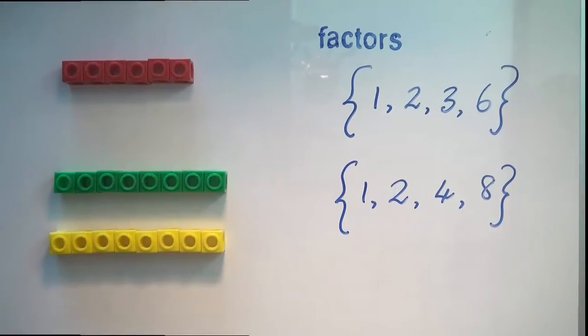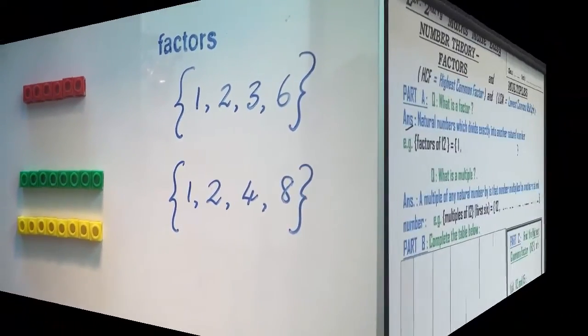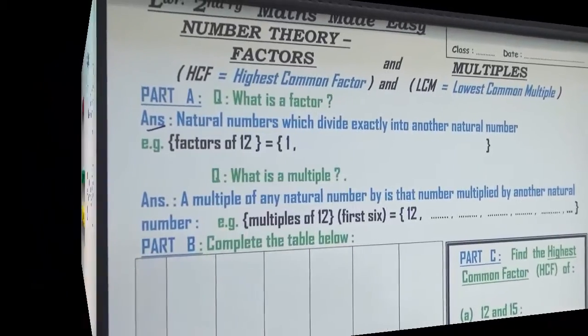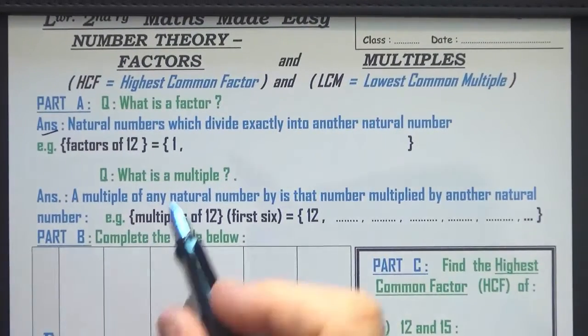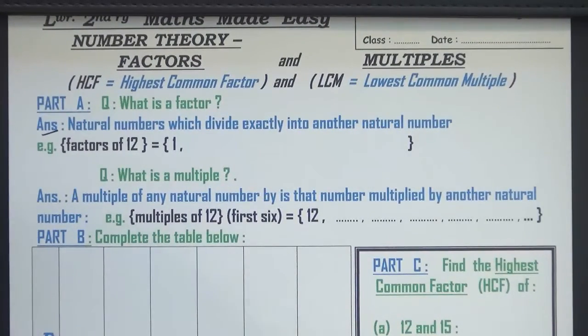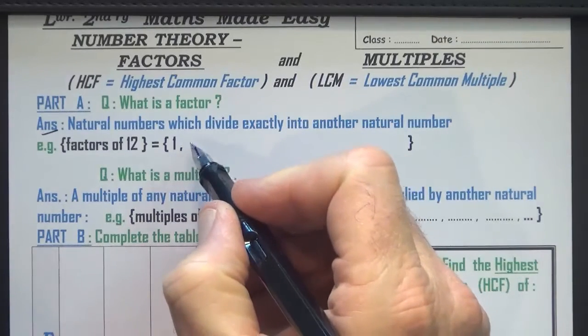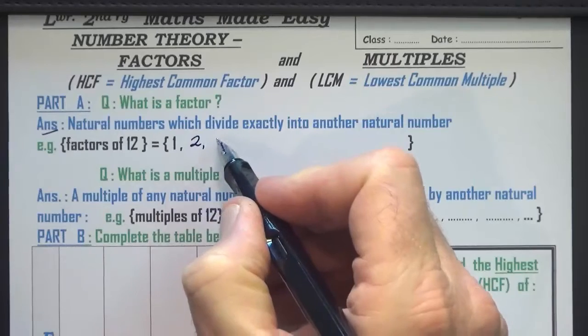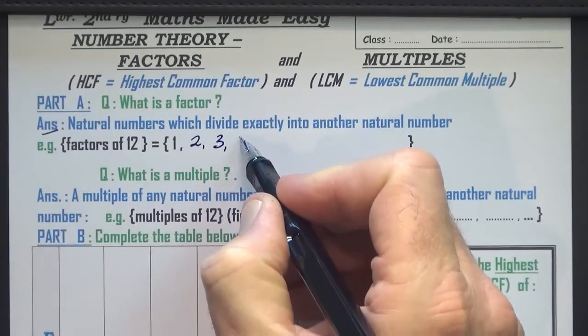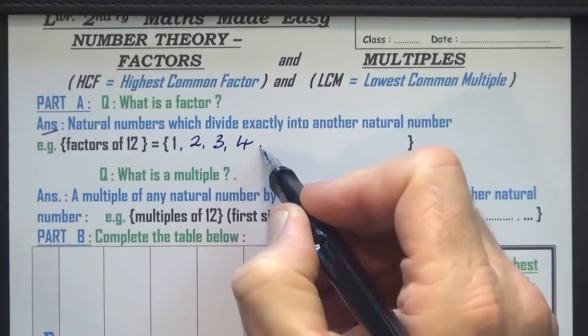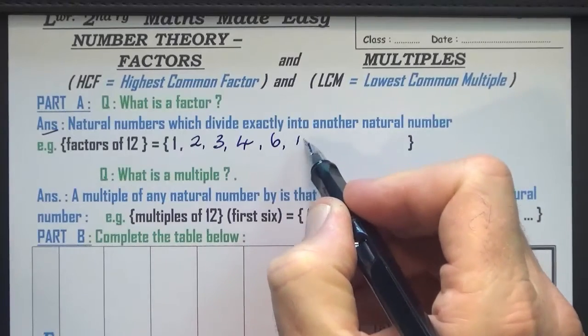I'd like now to return to the worksheet. I ask you to list the factors of 12. Well, the factors of 12 will be 1, 2, 3, 4, 6, and 12.